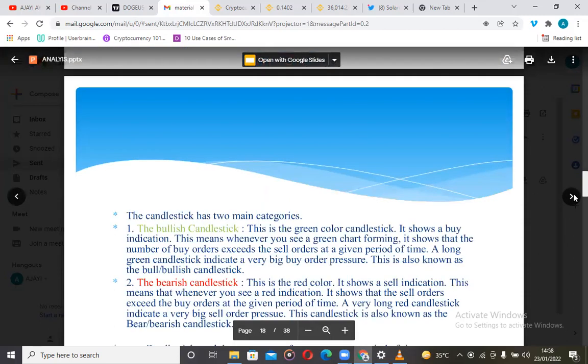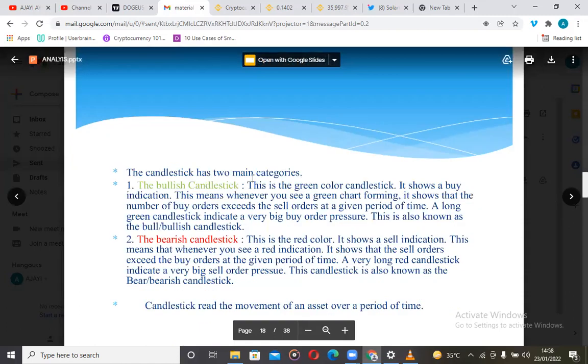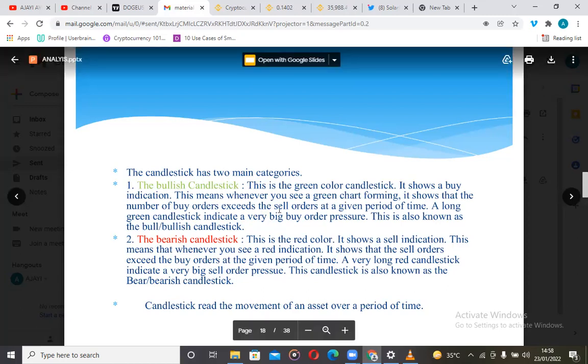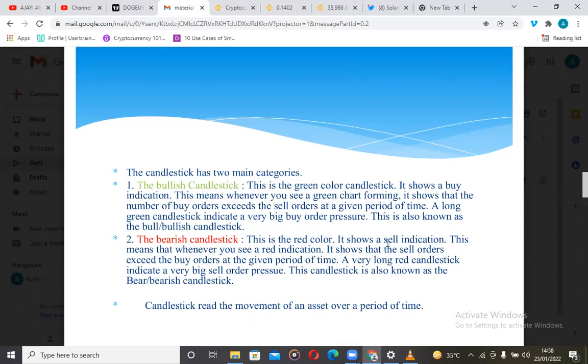And let's continue. Now I said the bullish candlestick. This is the green color. It usually shows you a buy indication. This means whenever I see a green candle form, it shows that the number of buyers exceeds the number of sellers at a given point in time. A long green candlestick indicates a very big buy order pressure.